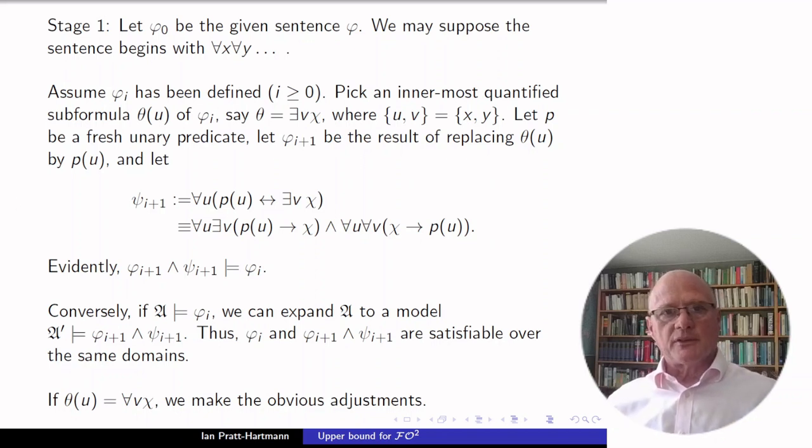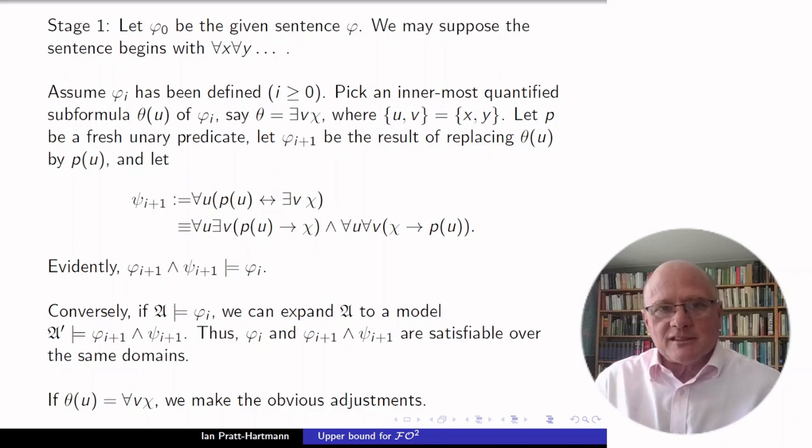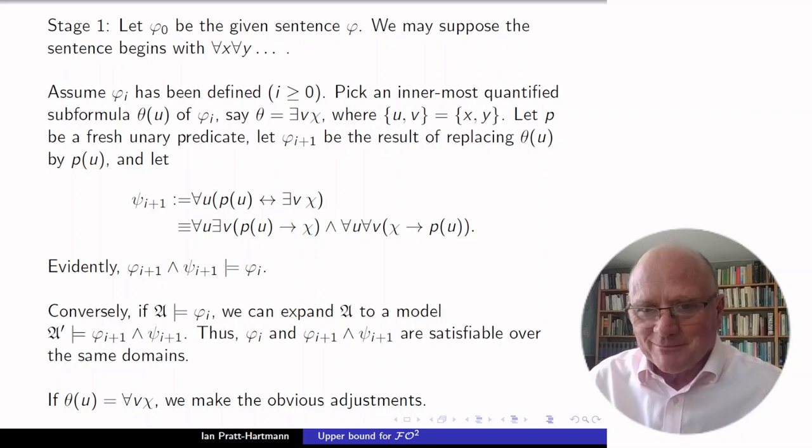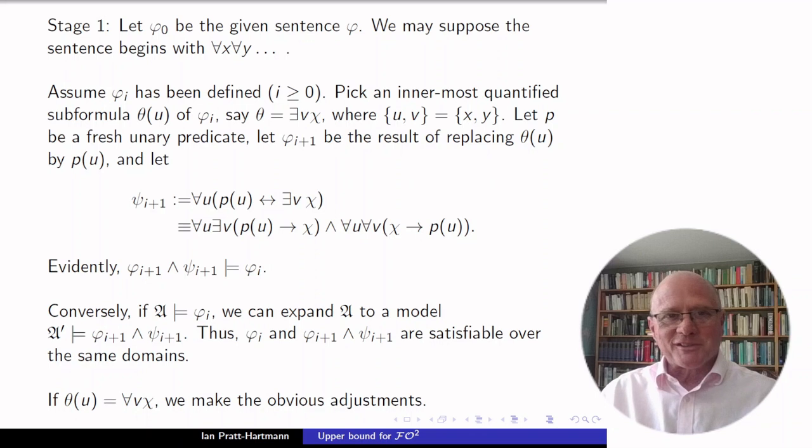So we'll start off with our sentence phi, an arbitrary formula in first-order logic, and we'll define phi 0 to be that sentence phi. By a sentence, as usual, I mean a formula with no free variables. Now, since this has no free variables, I can assume without loss of generality that this sentence begins for all x for all y, because if it doesn't, I can just prepend for all x for all y, and it will be true in exactly the same structures.